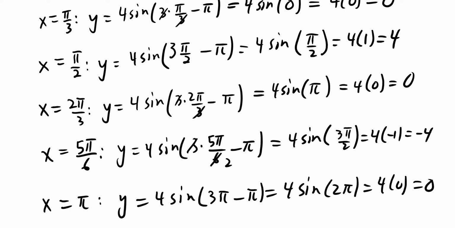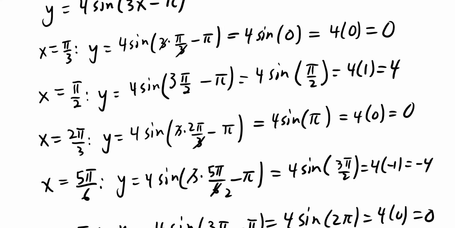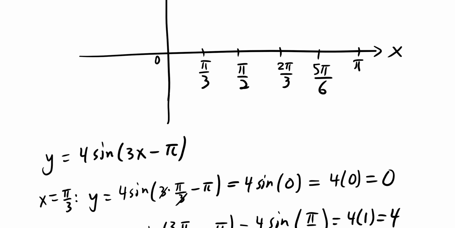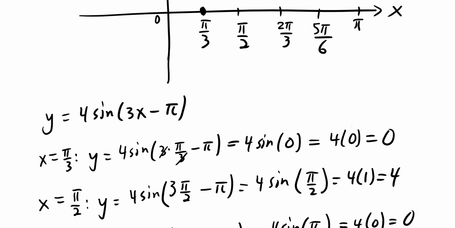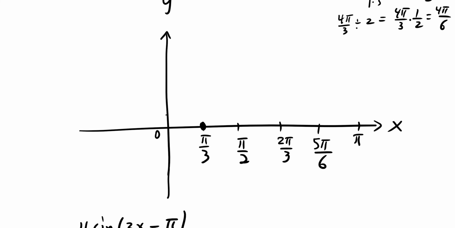So now what we're going to do is plot these points on the graph. The way I have it here, pi over 3 was 0, so there's going to be a 0 point here. The next one is 4: 1, 2, 3, and 4. So that's going to be here. This one is negative 4: 0, 1, 2, 3, 4. So that's going to be here. And then the last one is 0. So the graph is going to go up, down, and up.